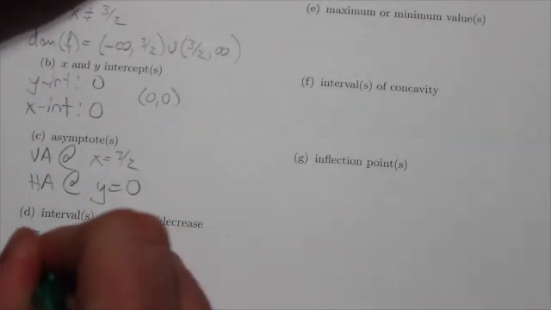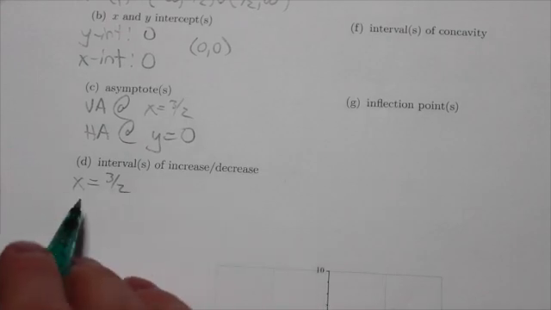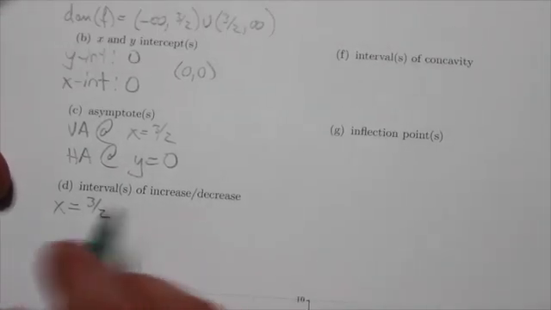Okay, now this is not a critical number. I gotta keep saying that. This isn't a critical number. This is just an asymptote. So I have to consider that asymptote. So x is equal to 3/2 is part of it.